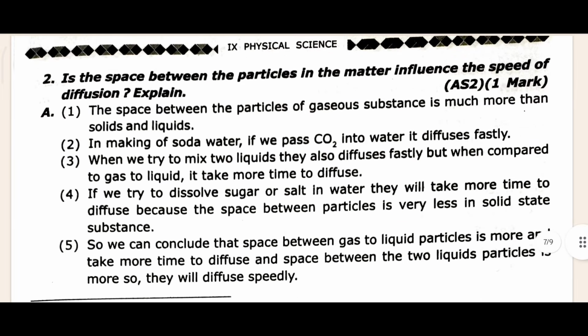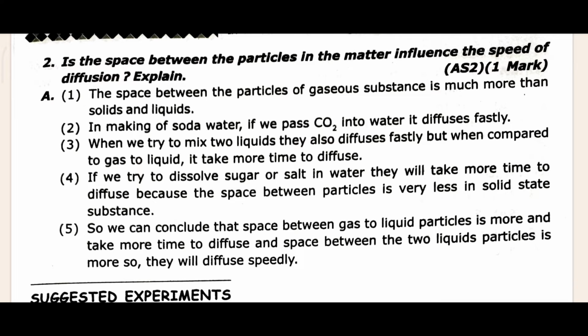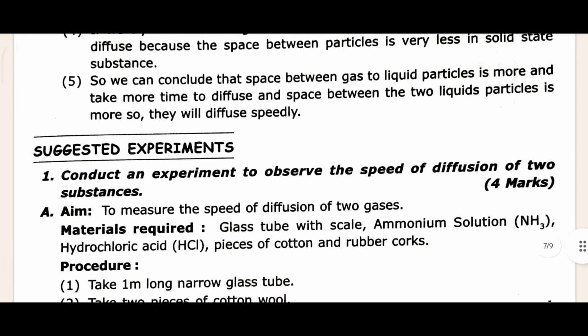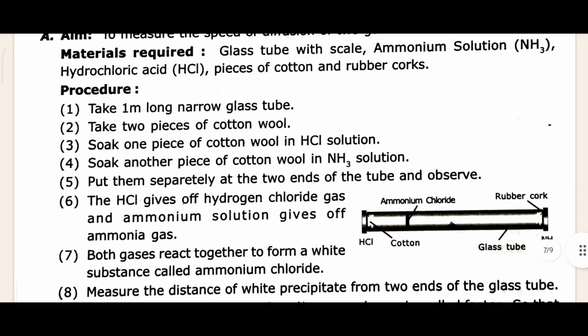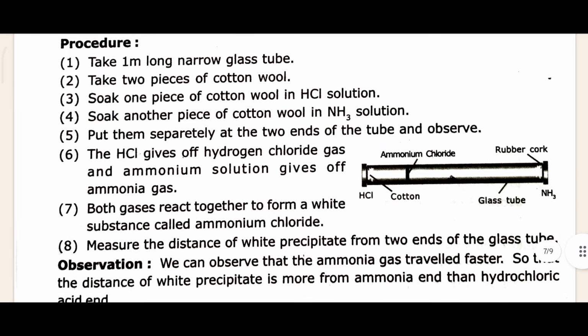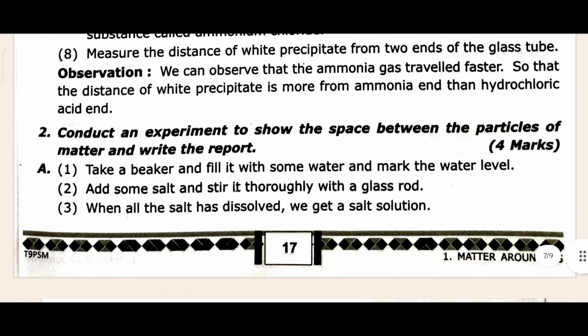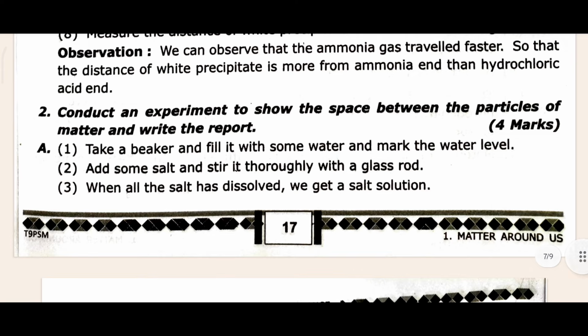Okay, after that if you see, that's the second one. Okay now, does the space between the particles in matter influence the speed of diffusion, with examples, and that's the answer of that one. Okay, so after that you can see the suggested experiments. In suggested experiments, the first one is: conduct an experiment to observe the speed of diffusion of two substances, and that's the aim and material requirement. And the procedure is also given. And if the procedure is clear, then further down the observation is also given. So I hope this one is clear for you.